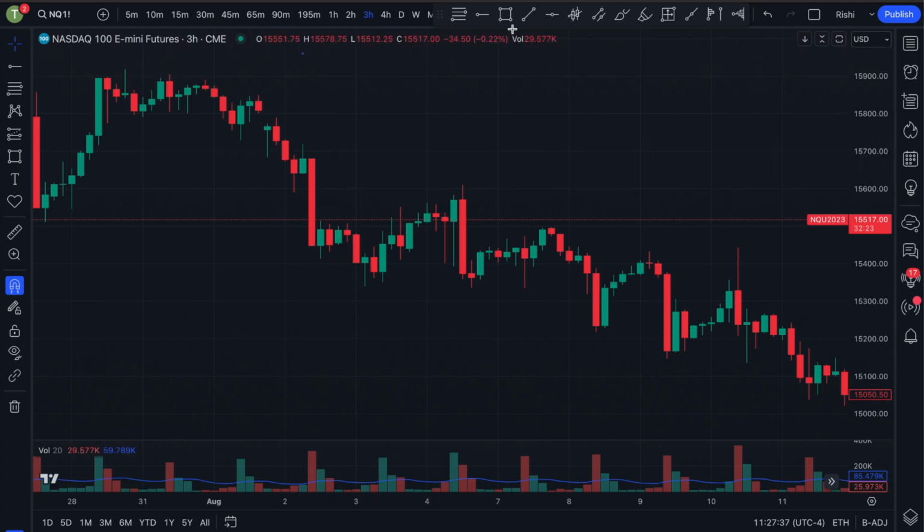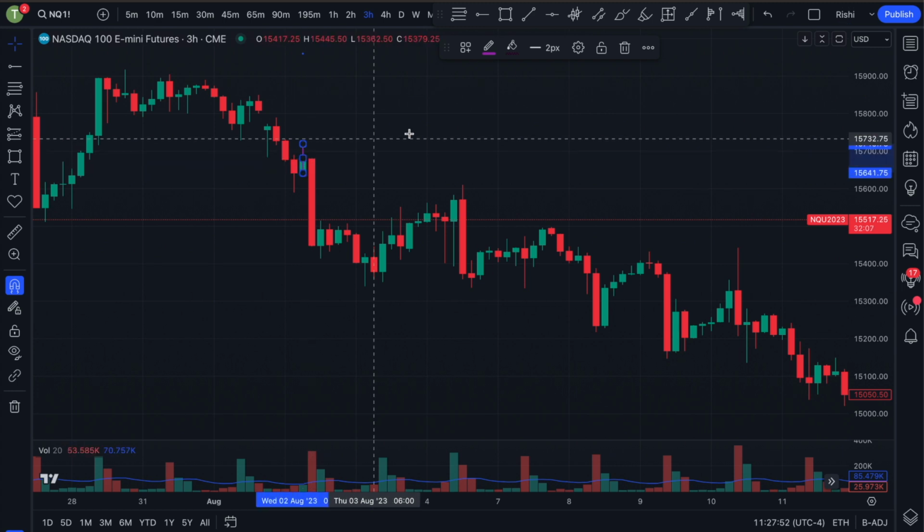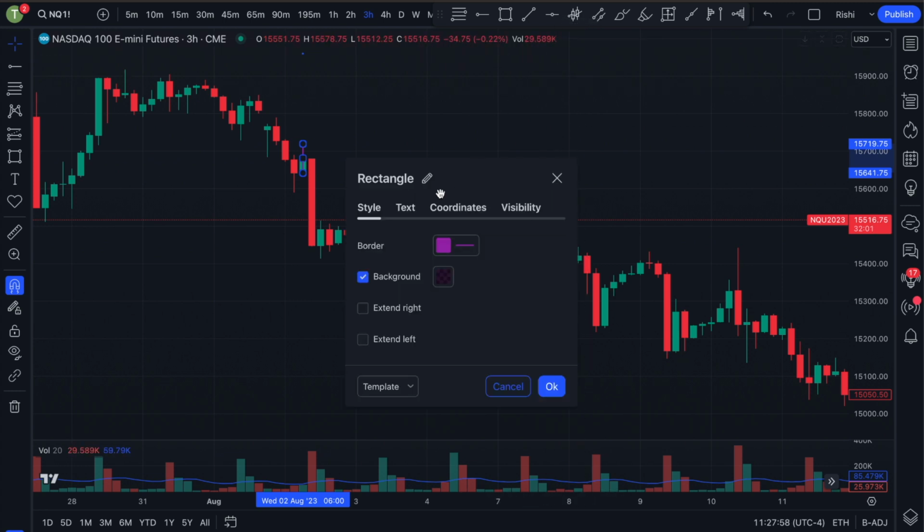So to draw the supply zone, let's click on this box, and then what we want to do is connect the top of the upper wick for the green candlestick, and then connect that to the bottom of the green body. All right, so now that we did that, we want it to extend all the way to the right so we can see when the price touches this zone in the future. So let's go to style and then press extend right.